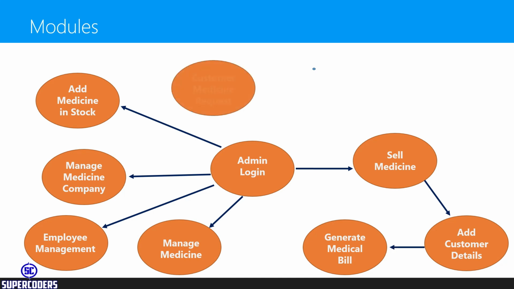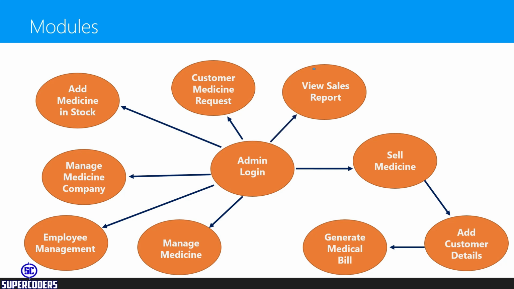Then storing the customer request of medicines in our customer request table. So when a user requests a medicine, I will show it in our customer request table. Then I will generate a sales report. So it will show how much product we sell and how much we are in profit and how much we are at a loss in a week, month or year. So this comes in sales report.